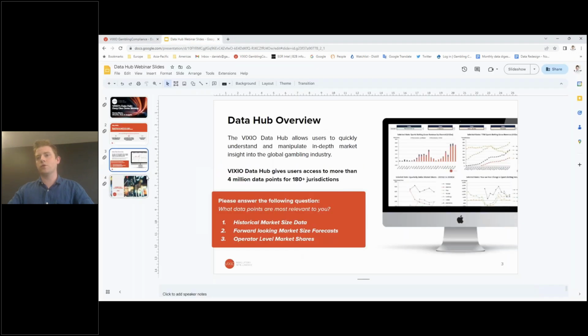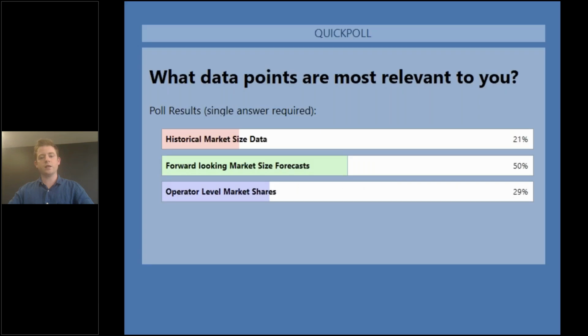We are now just going to move on to the results of our survey, and I will try to bring that up now. Okay, here we are. So we asked you what data points are most relevant to you in the course of your work. 21% of respondents said historical market size data. 29% of you said that operator level market shares were the most relevant data points for you. And half of respondents said that market size forecasts were the most relevant metric.